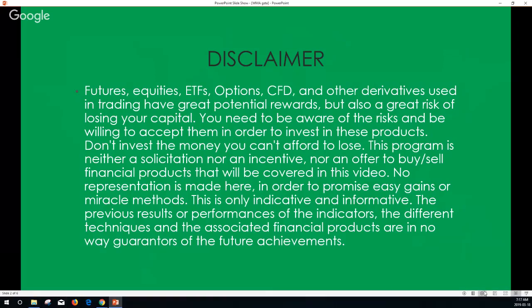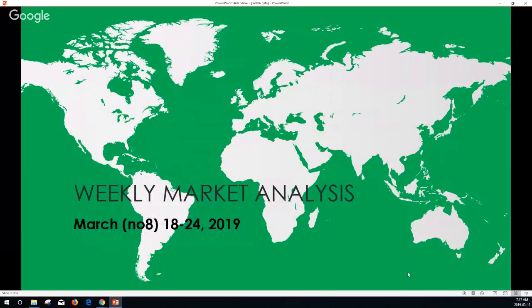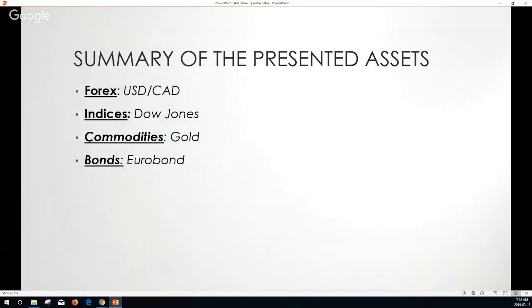So, weekly market analysis number 8, right? For March, this week, the 18th to the 24th. This week will be a bit busy because we have a couple of macroeconomic data releases, including the RBA minutes for the monetary policy today in Australia. We also have the ZEW economic sentiment index, a very important macroeconomic indicator, in Germany.